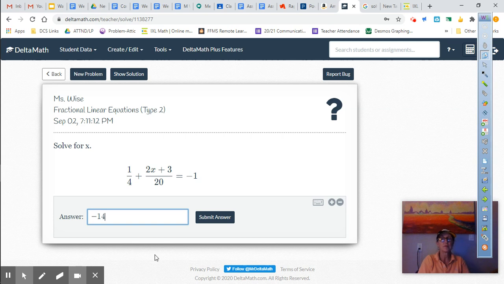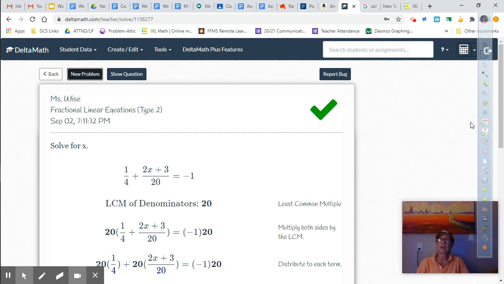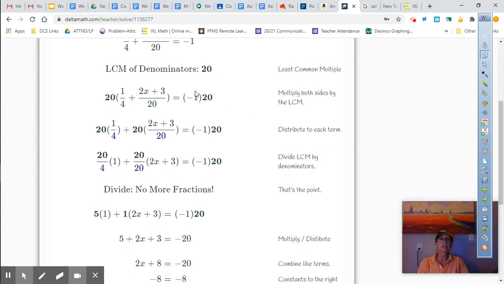So let's go to this, and let's type in -14. Let's submit our answer. Are we sure? Yeah, I think I'm sure. And we got it right. And if you look here, as you go through it, it's going to tell you.